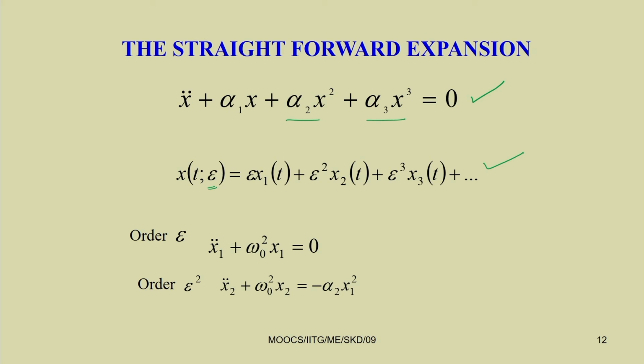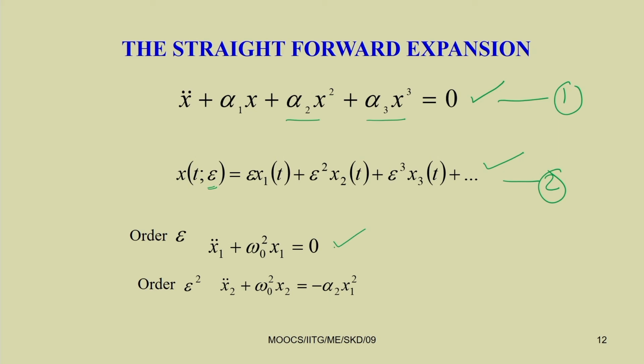You can write x(t, epsilon) in this form: epsilon into x1 plus epsilon square into x2 plus epsilon cube into x3, and you can add the higher order terms also. By substituting into the first equation and ordering by different orders of epsilon, you can get several equations. For example, for the first case, the order of epsilon is x1 double dot plus omega 0 square x1 equal to 0. The solution of this you know.